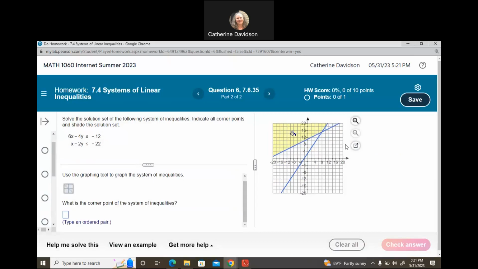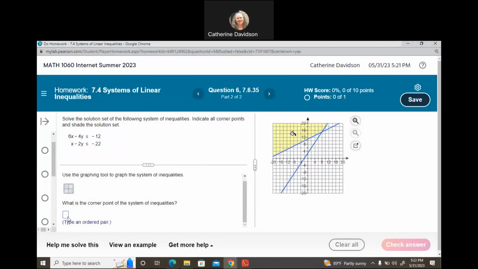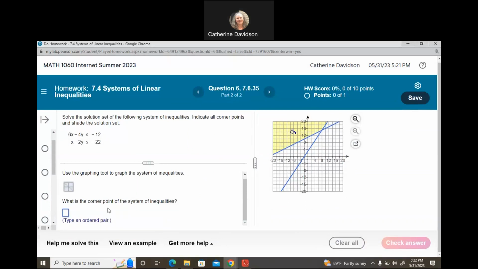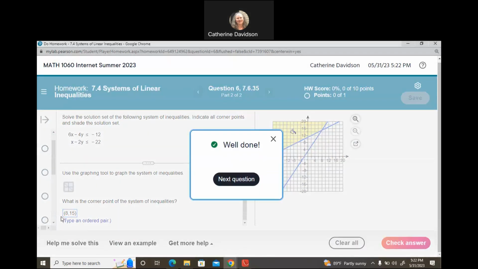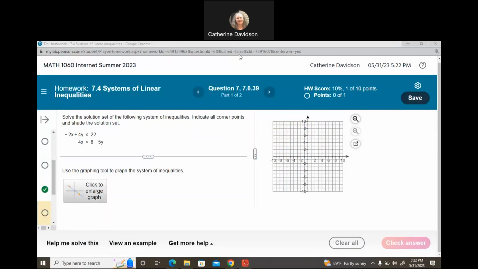And what is the corner point? If you want, you can pop it out. You can see it is at 8, 15. You can solve system linear equations if you want. There's a little pop-up box I was talking about. 8, 15. That's what it looks like. There we go. And that is it for this last section for chapter 7.